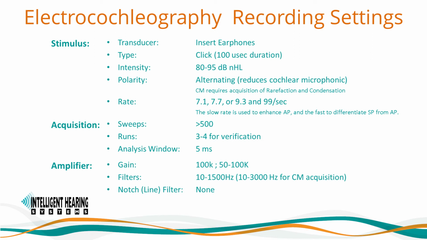The acquisition time sampling rate is 25 microseconds or 12.8 milliseconds, but the display analysis window is set to 5 milliseconds. Regarding the gain, we typically use 100K, but for some, there is a choice to do 50K. If the response is very large, you might want to lower that gain. Filter settings are 10 to 1500 hertz. But if you, again, are interested in acquiring a cochlear microphonic, you must acquire to 3000 hertz. Notch line filter is set typically to none unless you have large amounts of 60-cycle noise present in your environment.